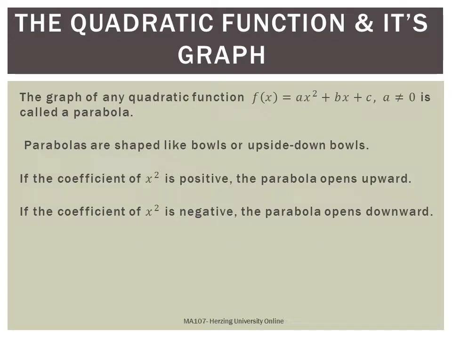The graph of any quadratic function f of x equals ax squared plus bx plus c, where a does not equal 0, is called a parabola. Parabolas are shaped like bowls or upside-down bowls. If the coefficient of x squared is positive, the parabola opens upward. If the coefficient of x squared is negative, the parabola opens downward.